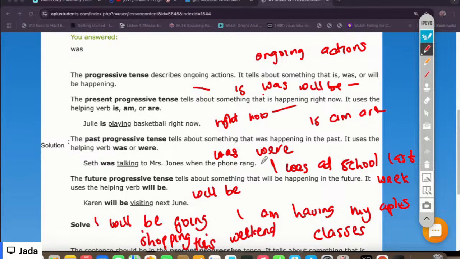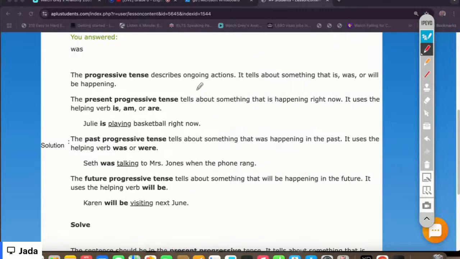So we just have the present, past, and the future. You just have to take note of the helping verb that they use: is, are for present, was, were for the past, and will be for the future. So Julie is playing basketball right now. That means it's happening at the moment. Seth was talking to Mrs. Jones when the phone rang. Karen will be visiting next June. So this is all talking about present, future, and then the past.